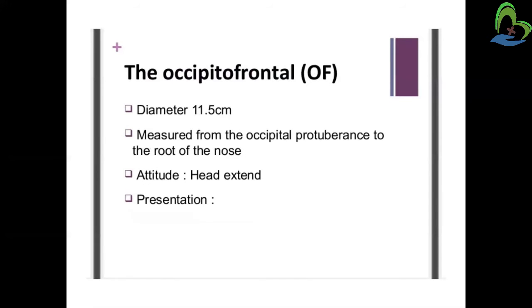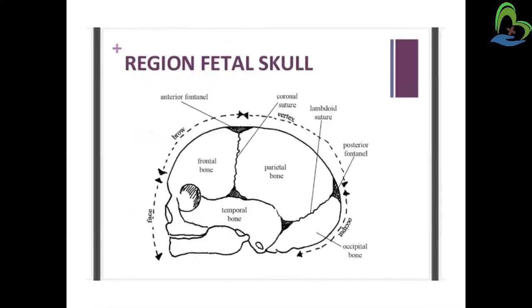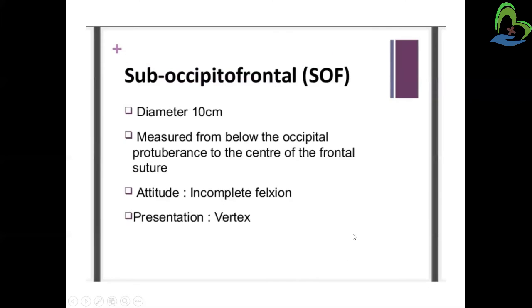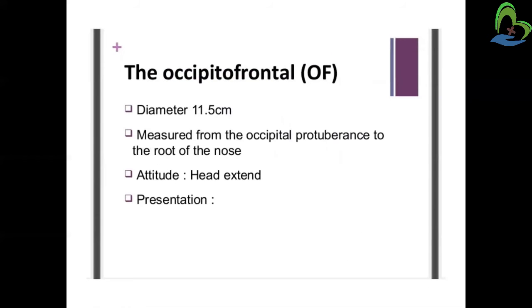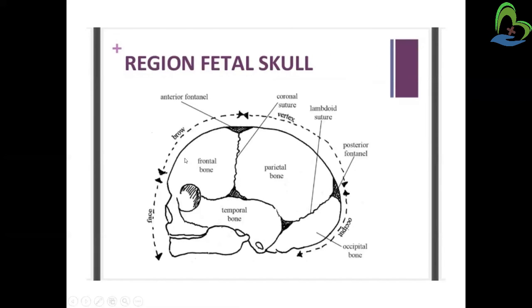Next is the occipitofrontal. Now see in the figure, from the occiput to the frontal. It is 11 centimeter. Frontal means still here. It is measured from the occipital protuberance to the root of the nose, the frontal part, that is 11.5 centimeter. The attitude is head extended, and the presentation is brow.